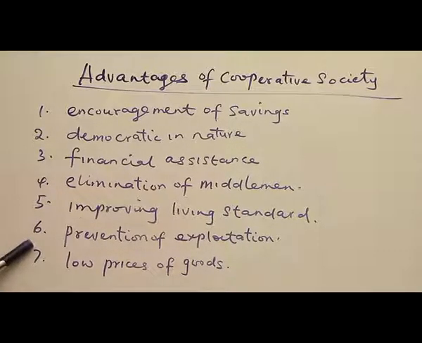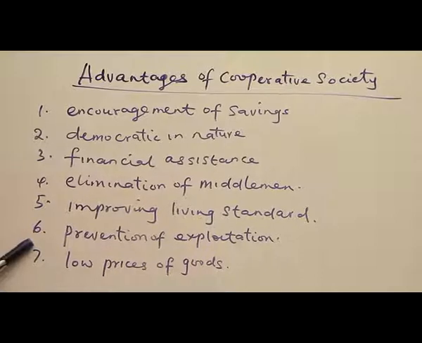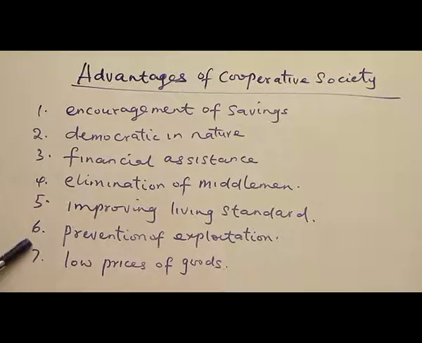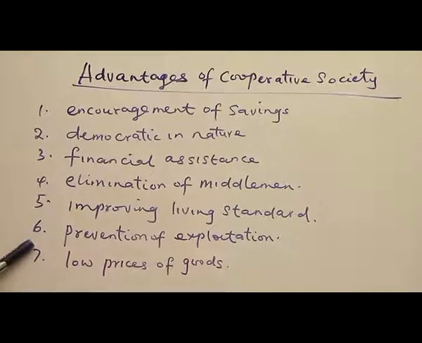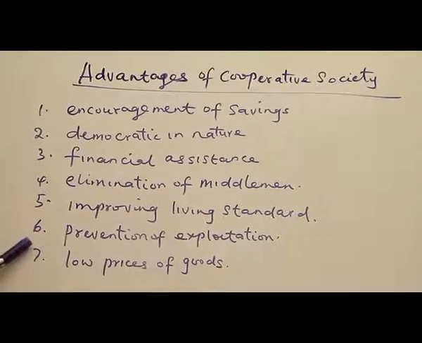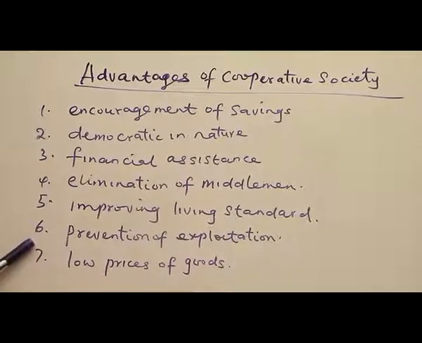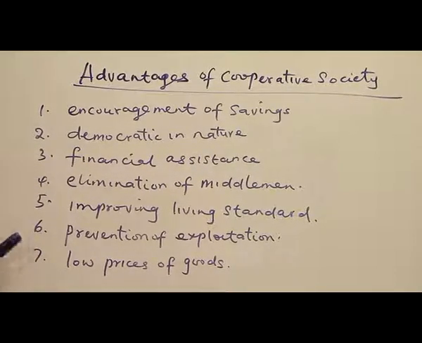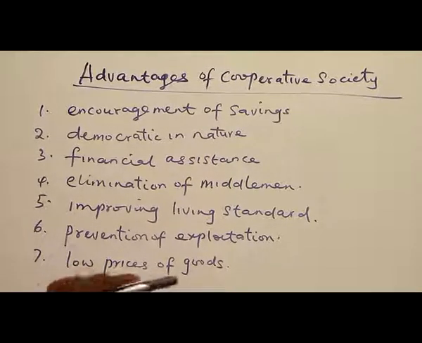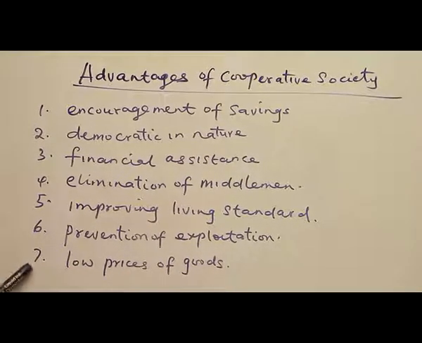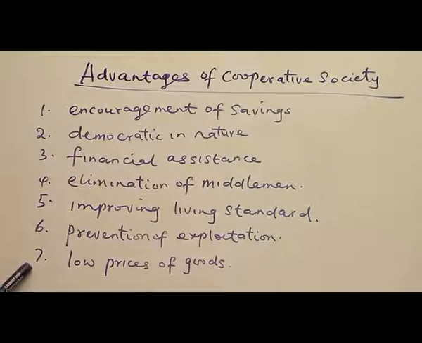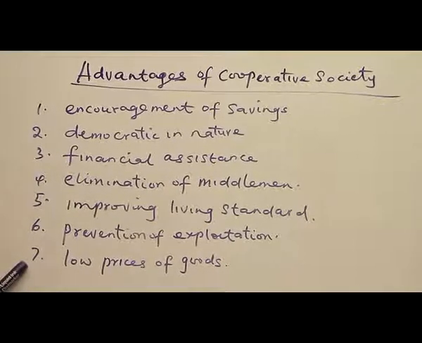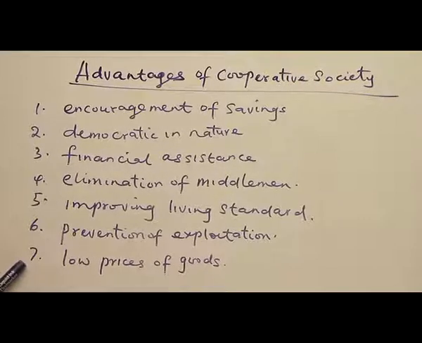Number 6, prevention of exploitation. Exploitation comes most times from the middlemen. They are the ones that engage in exploiting consumers, maybe in terms of increasing the prices or whatever. But by cooperative society, it ensures there is a prevention of exploitation. Number 7, low prices of goods. By pooling resources together and buying in bulk, the prices will be very low when you compare with individuals buying the goods and services by themselves.